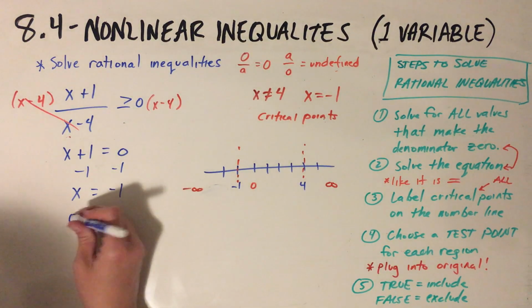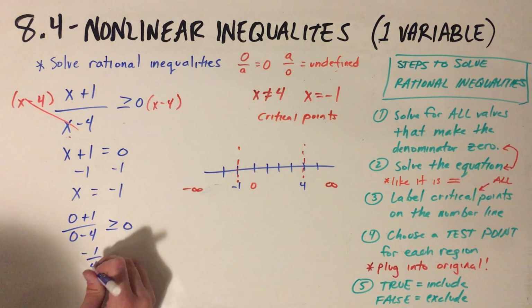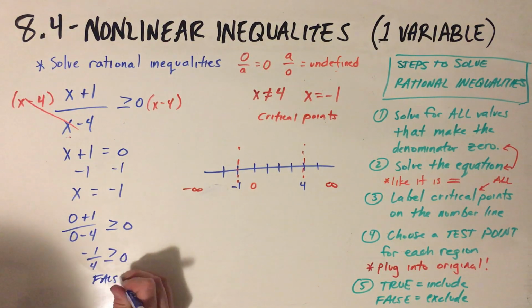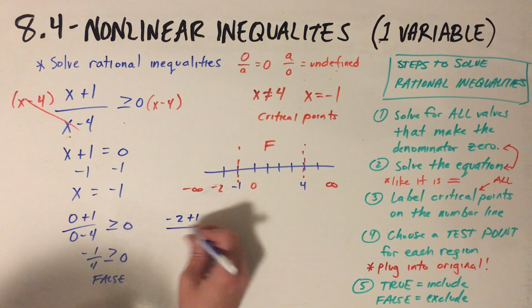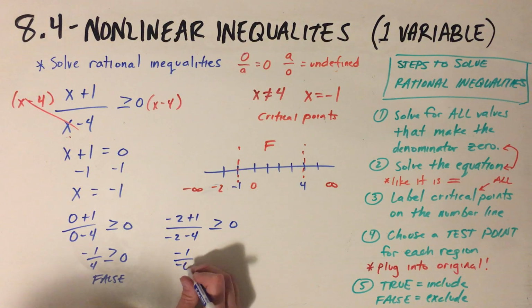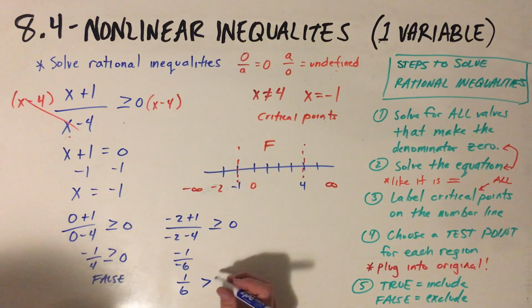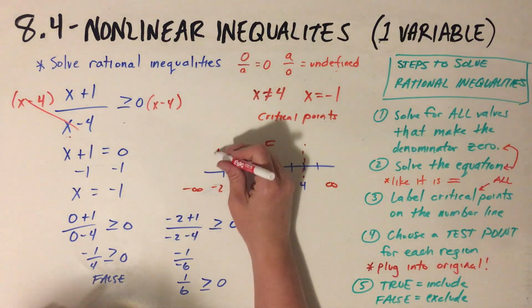And we'll say if x is 0, then here we're going to get negative 1/4 is greater than or equal to 0. Well, a negative is never bigger than 0, so this is false. That means that this region of the graph is also false. And now I'm going to use the test point negative 2. If we've got negative 2 plus 1 over negative 2 minus 4 is greater than or equal to 0, well, that's going to be negative 1 over negative 6, which is going to end up being positive 1/6. 1/6 is greater than or equal to 0. This is definitely a true statement. So we've got true here.